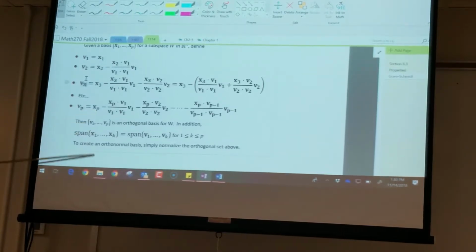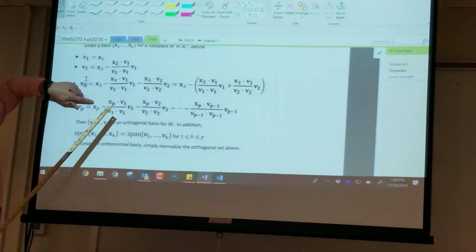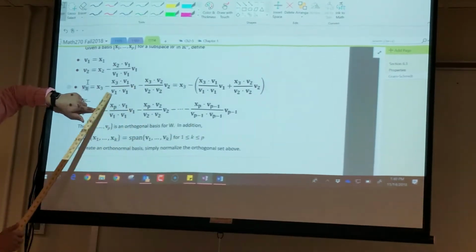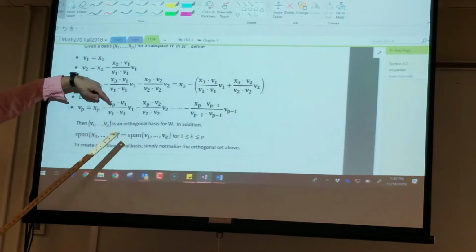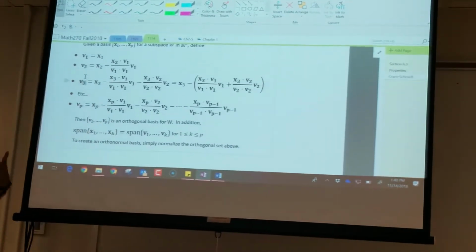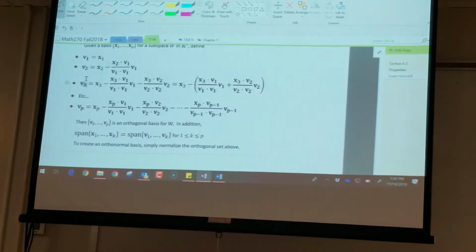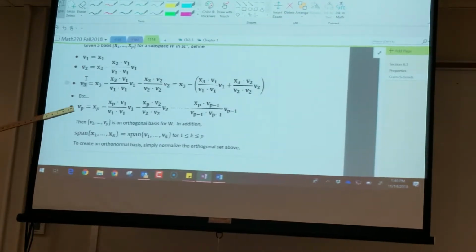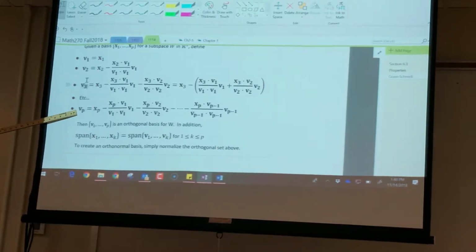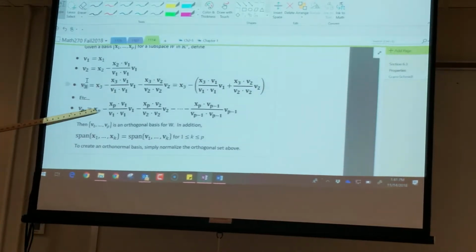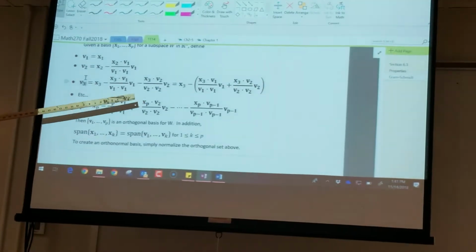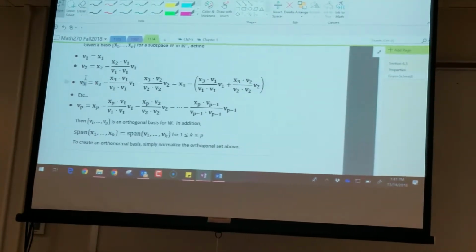And so to project that, you kind of ignore this for now, and then you do the projection of XP onto this, and then you subtract, and then you get a new vector that's perpendicular. So essentially, XP is being projected onto the space that's spanned by all these other vectors. Okay.